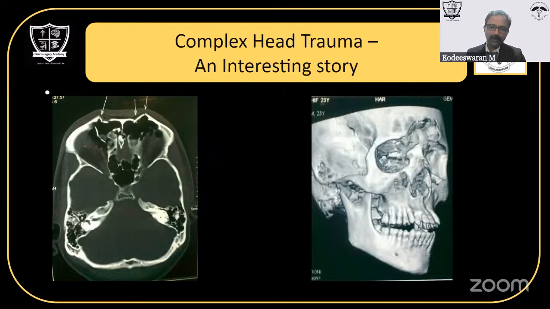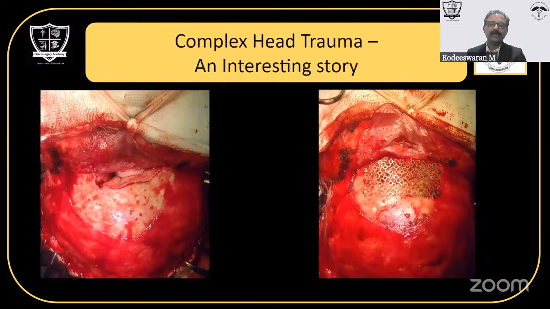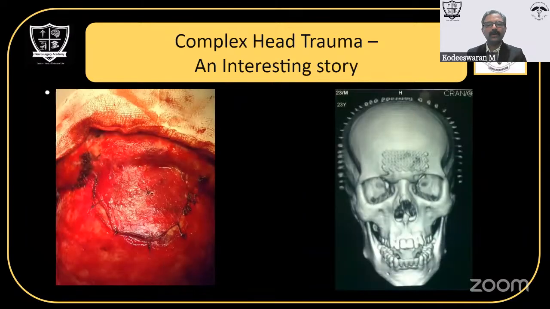If I make him all right, you marry him. Otherwise, you decide, I told her. So she agreed to wait for 6 months. So this was a surgery which was done in my initial days, almost 15 years back. So we did correction of the frontal part and also the orbital part.